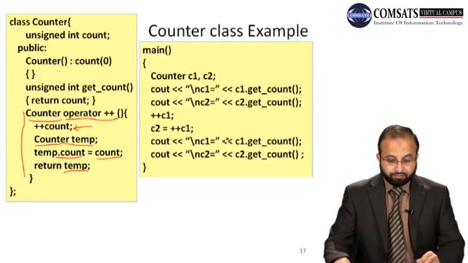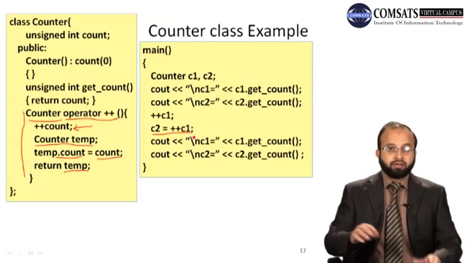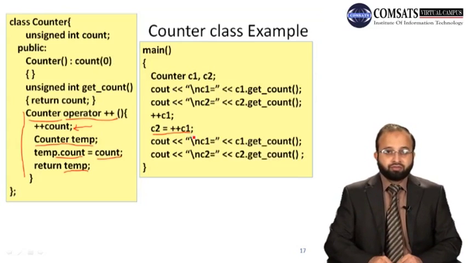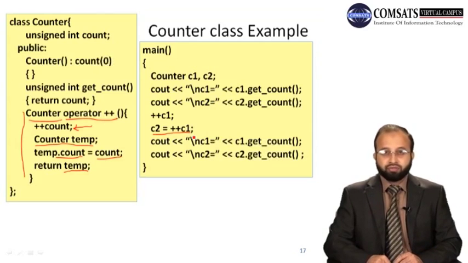So in the main function, so this statement is actually, what is this statement? This statement is actually, first it increments the value of C1, right? So let's assume the case of integer. So if we have y is equal to plus plus x, then what does that mean? It first increments the value of x, then assigns the value of x to y. Now in this case, it first increments the value of C1 and then assigns the value of C1 to C2 object.